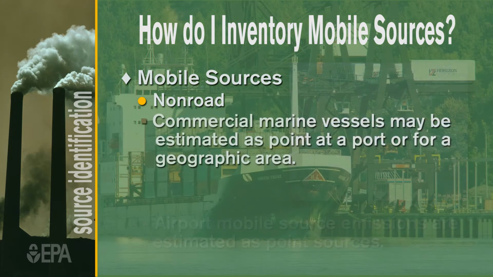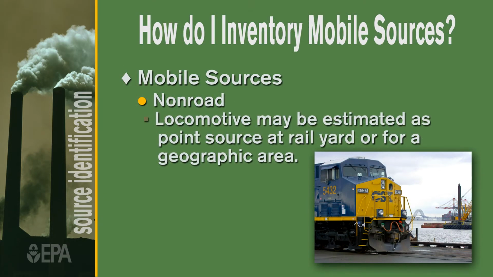Commercial marine vessels are currently inventoried as a mix of point and non-point emissions. At the port, these are usually inventoried as point sources. And then the underway emissions are estimated as non-point emissions. Locomotives or trains are also inventoried as both point and non-point sources. So a rail yard will be a specific point that we estimate emissions, and then we have essentially line emissions for the counties where the tracks run through.